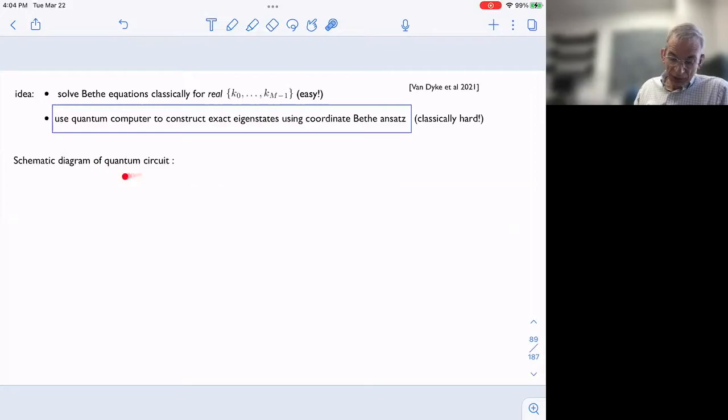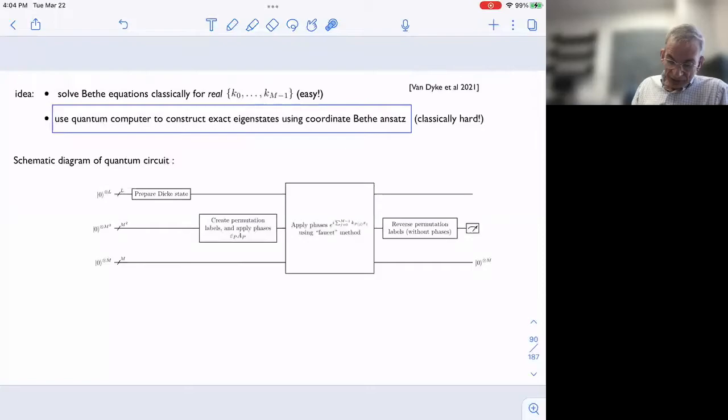If you haven't seen one of these, you just read it from left to right. Okay, and so it starts here. This corresponds to L qubits, and they're all initialized in the state zero, and we'll refer to them as the system qubits. At the end of the day, these qubits, when you get to the end here, will be in the Bethe state, the state you want to construct, this guy here.